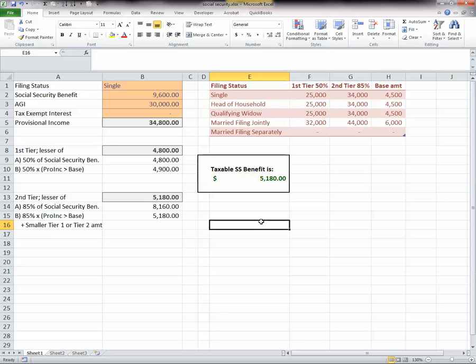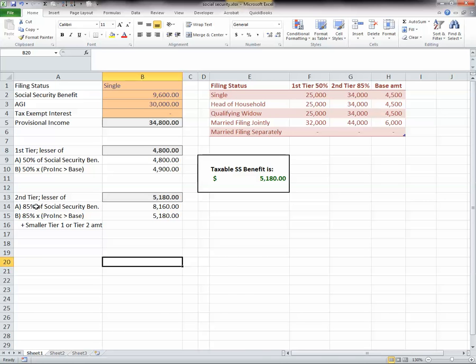So how this calculator works is, first step is provisional income. It calculates the provisional income, then it compares it with this table here to see if it's tier 1 or tier 2 that we need to do. So tier 1, lesser of 50% of your Social Security benefit, half of this is that, or provisional income that's greater than the base times 50%. That would be 4,900. So it's the lesser of. But since you fall into tier 2, you're going to have to use this calculation.